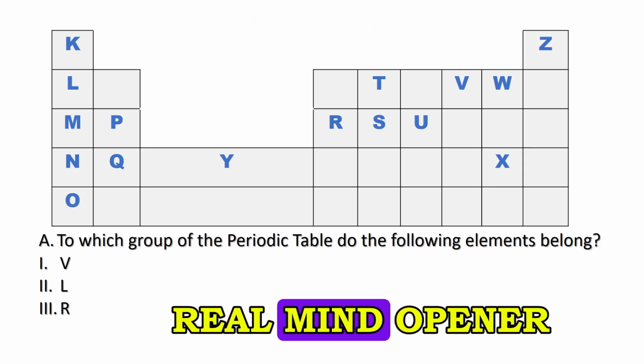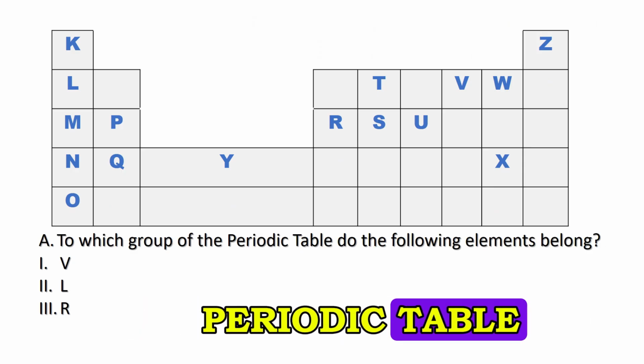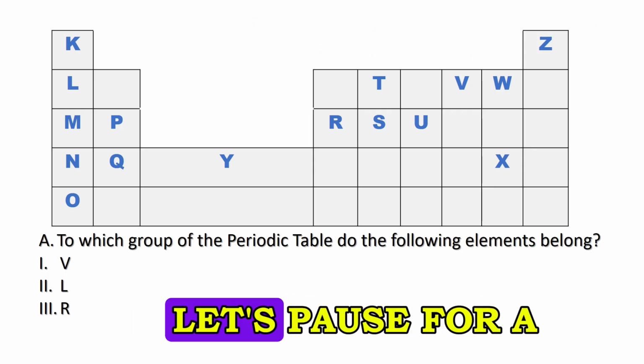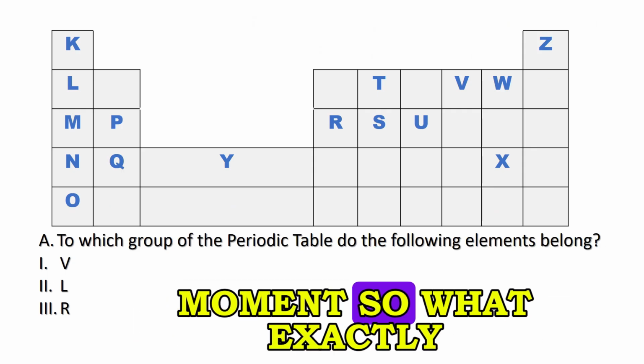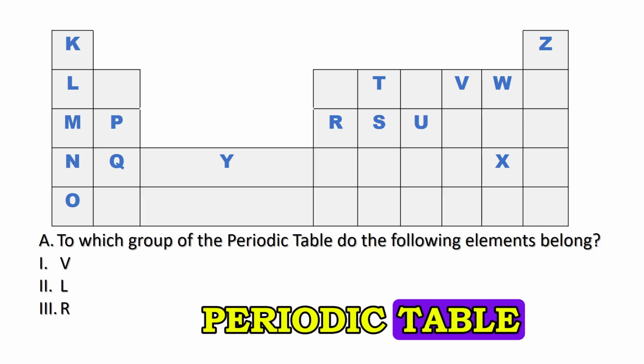And this one's a real mind opener. The question asks, to which group of the periodic table do the following elements belong? But before we rush to answer, let's pause for a moment. So what exactly is a group? A group is a vertical column in the periodic table.